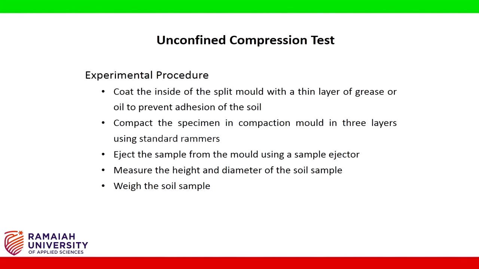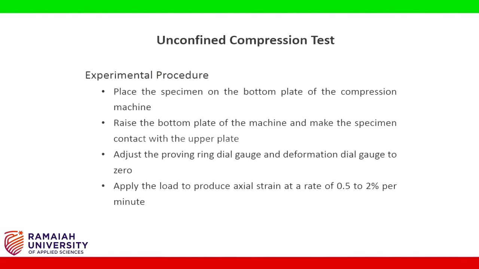Measure the height and diameter of the soil sample. Weigh the soil sample. Place the specimen on the bottom plate of the compression machine. Raise the bottom plate of the machine and make the specimen contact with the upper plate. Adjust the proving ring dial gauge and deformation dial gauge to 0. Apply the load to produce axial strain at a rate of 0.5 to 2% per minute.